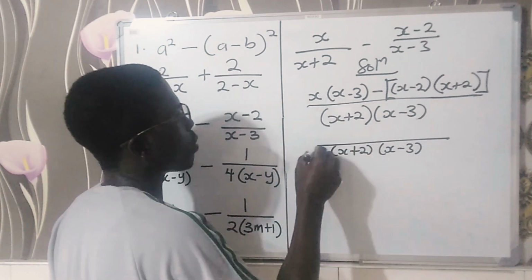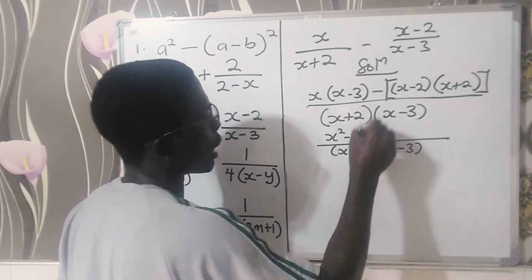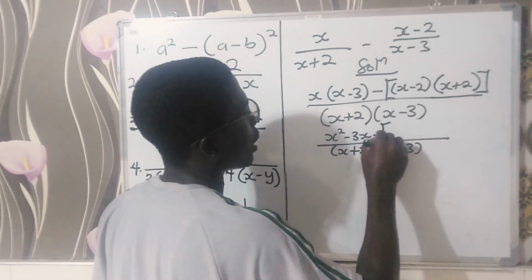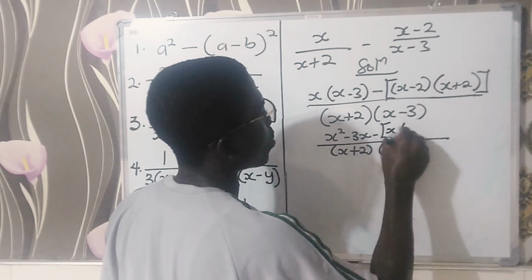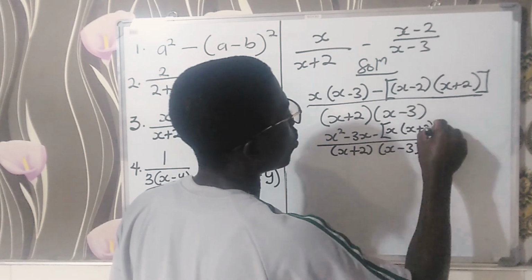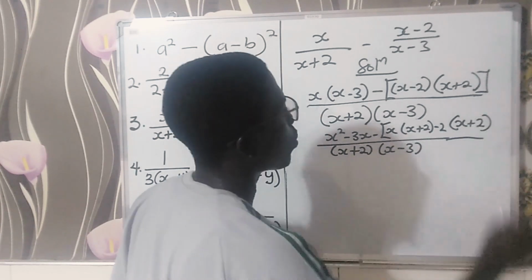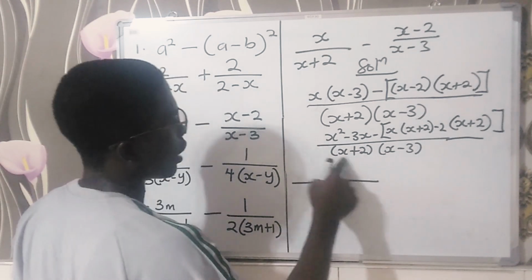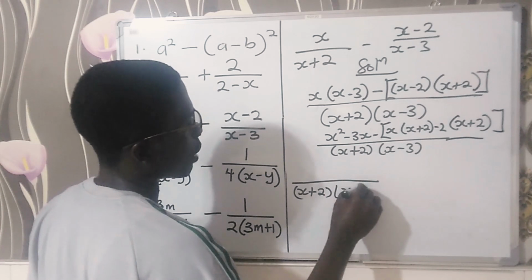And then this time this will give us x squared. This time this will give us minus 3x. Good. So we have our minus sign. The whole of this multiplies the whole of this. So x expands it, which will be x into bracket x plus 2. And then minus 2 into bracket x plus 2. Then we close our big bracket. And then we still have our LCM to be x plus 2, x minus 3.